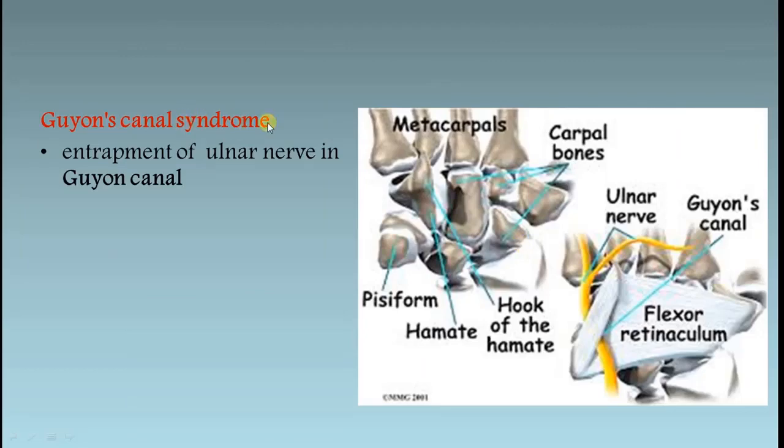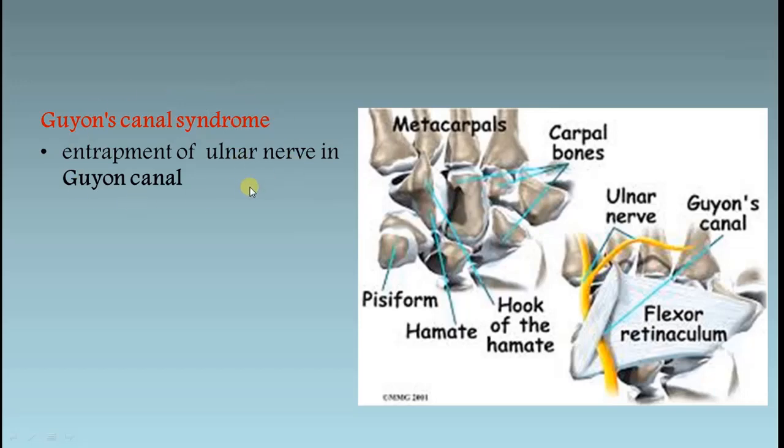In Guyon's canal, you are able to see entrapment of the ulnar nerve. So that is called Guyon's canal. It is mainly formed by the flexor retinaculum, and above that you see a band running, called the palmar carpal ligament. So between the palmar carpal ligament and the flexor retinaculum, if the nerve is getting trapped, that is called Guyon's canal entrapment.